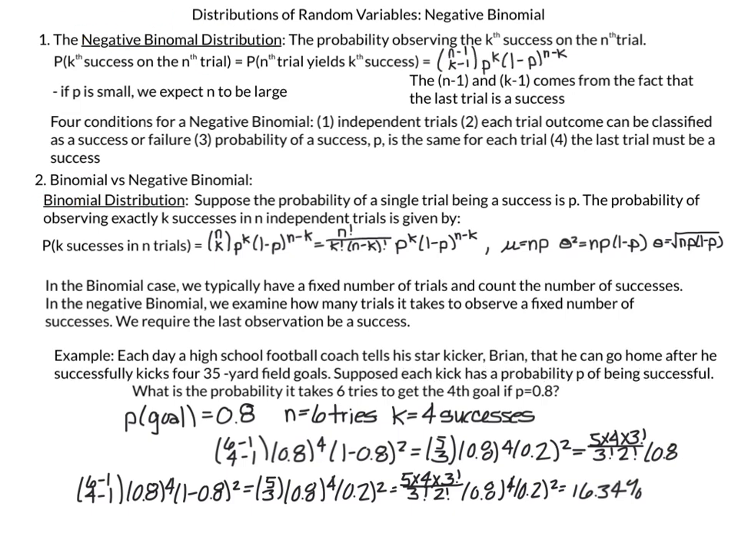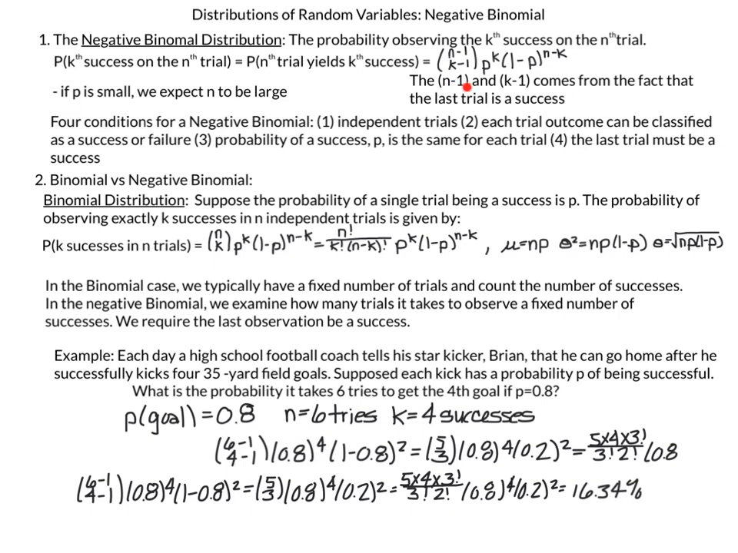The negative binomial distribution is the probability of observing the kth success on the nth trial. So the probability that the nth trial yields the kth success is equal to n minus 1 choose k minus 1, p to the k, 1 minus p raised to the n minus k. A note which we'll take a closer look at in the main part of our video: if p is small, we expect n to be large.